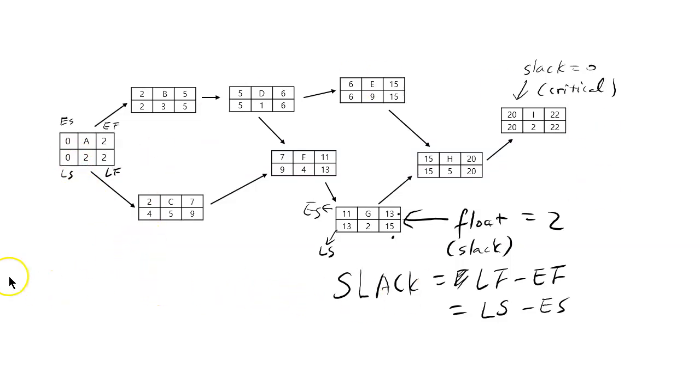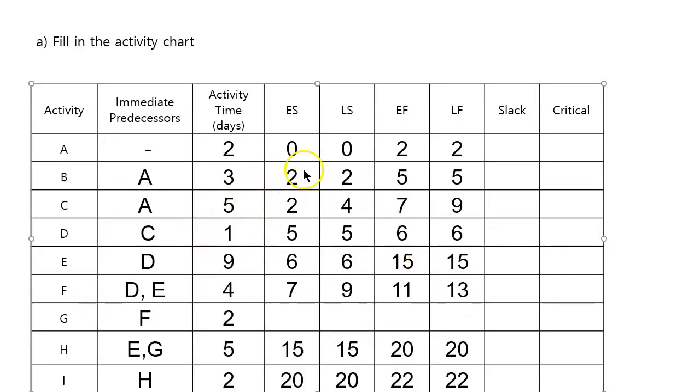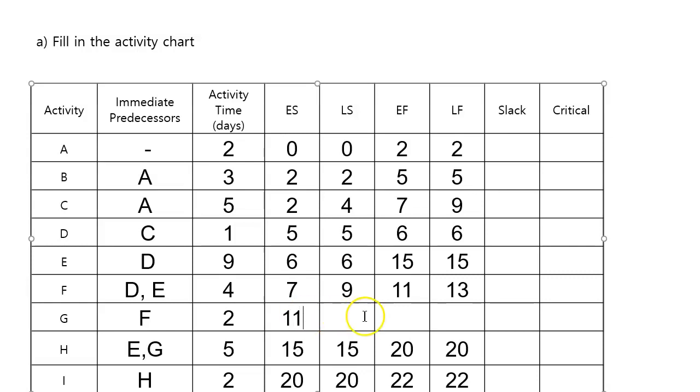Now with this, I can actually fill in everything in this table. Here I put all the numbers according to the work that we just did. For example, here I have G that starts on ES is 11, LS is 13, the LF is 15, EF is 13. So I put those numbers 11, 13, and 13, 15 here.